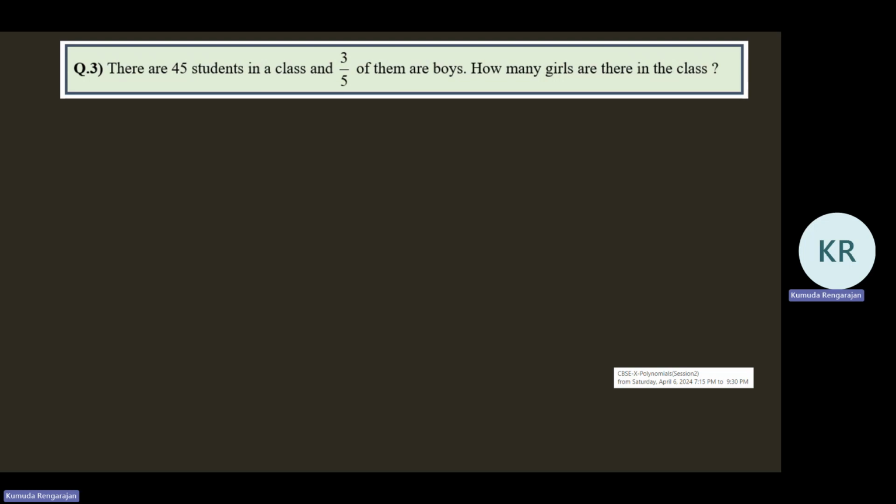So you can do it in two ways. If you use 3/5, you will find the number of boys. Then to find girls, total number of students minus boys will give you girls. The other method is to find the number of girls using the relevant fraction straight away. What is the fraction that corresponds to girls? 2/5. For boys, 3/5, and for girls, 2/5.